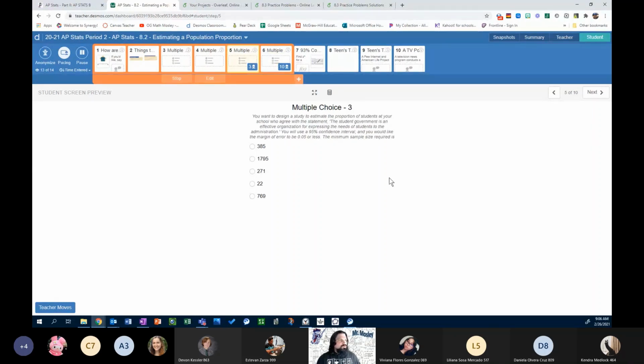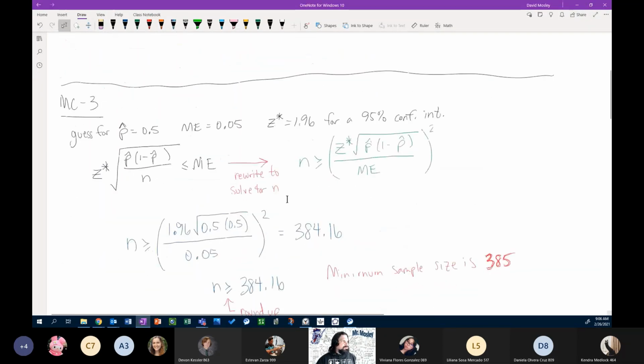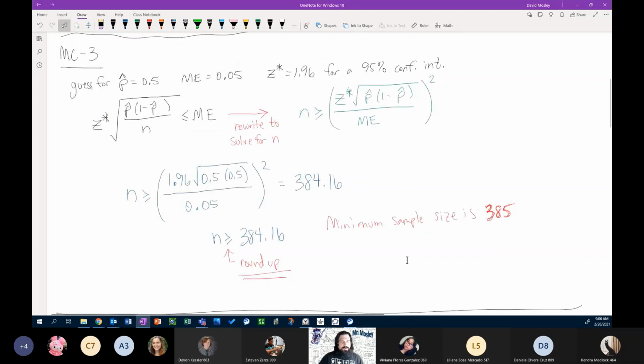All right, multiple choice 3. The minimum sample size required is 385 students. And we get that with this work right here. Again, I suggest that you switch over to the shared screen so you can see the work that I'm referring to.